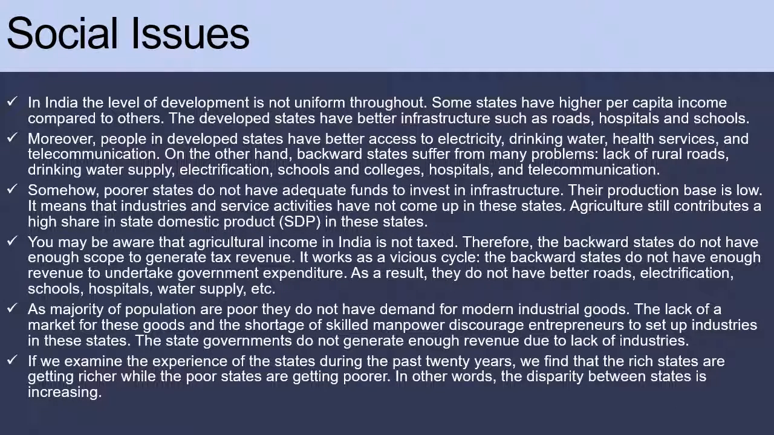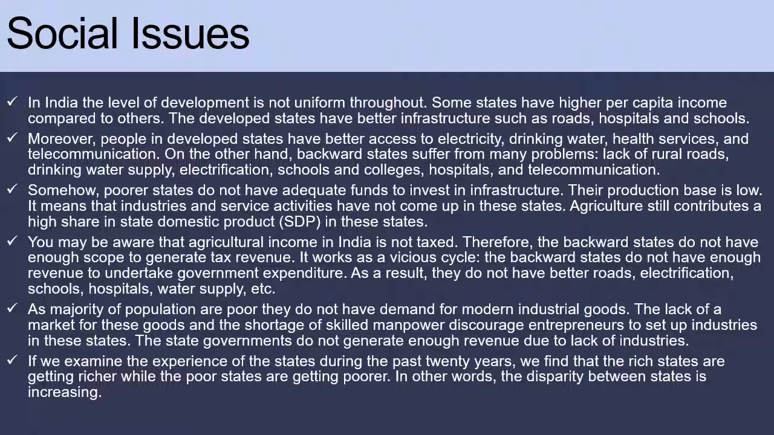In India the level of development is not uniform throughout. Some states have higher per capita income compared to others. The developed states have better infrastructure such as roads, hospitals and schools. Moreover, people in developed states have better access to electricity, drinking water, health services, and telecommunication. On the other hand, backward states suffer from many problems: lack of rural roads, drinking water supply, electrification, schools and colleges, hospitals, and telecommunication. Somehow, poorer states do not have adequate funds to invest in infrastructure.